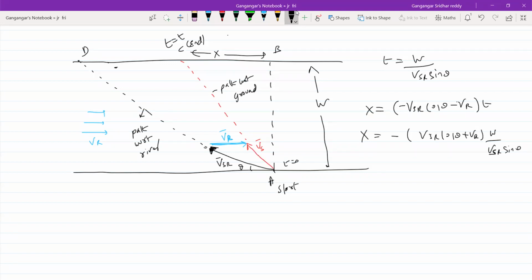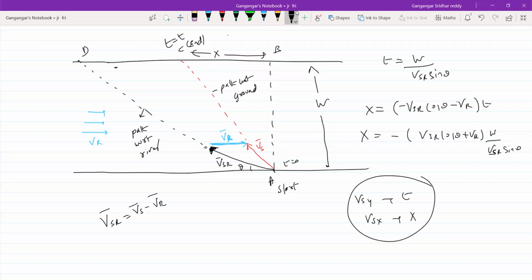So in a nutshell, VSY will determine time, VSX will determine drift, finish all. And every problem will be like this. VSR bar is equal to VS bar minus VR bar. So this is the core idea.